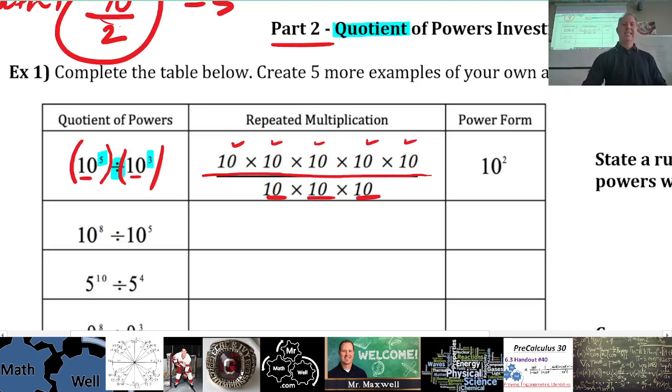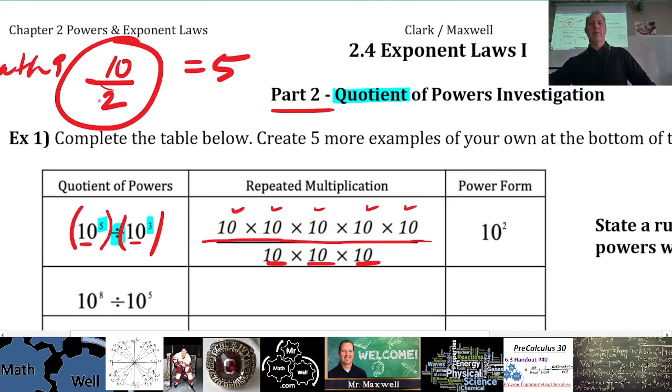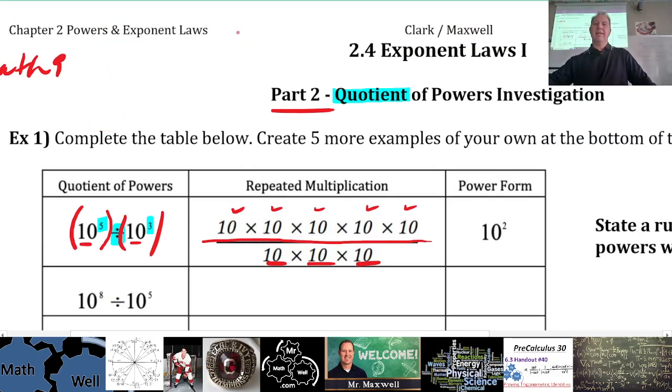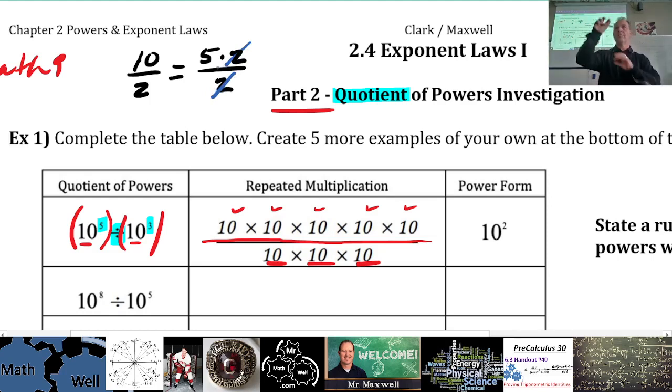Now what's neat here, and hopefully you remember this, but you'll have to tell me if you've learned it: if I have something like 10 over 2, that can be written as 5 times 2 over 2. That's what 10 is, 5 times 2. I see a factor that is a 2 on the top and a factor that is a 2 on the bottom. If they're the same number in the multiplication on the top and the bottom, they can divide out as 1.